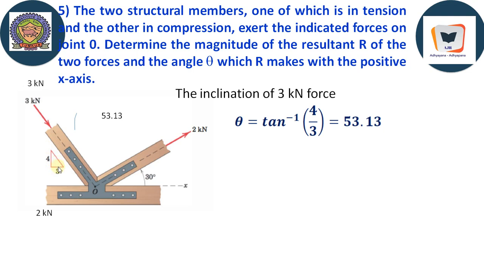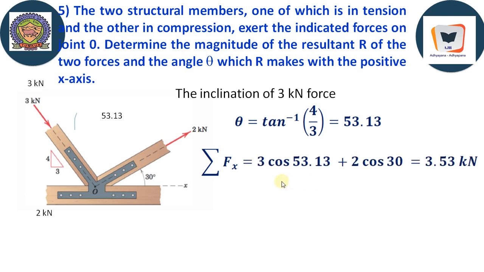If you take tan theta over here, tan theta equals opposite by adjacent. Opposite by adjacent is 4 by 3. Therefore, theta we are going to get to be 53.13 degrees. Therefore, sigma Fx, the algebraic sum of all the horizontal forces, is 3 cos 53.13, because it is going in a rightward direction, and 2 cos 30. The horizontal component of the 2 kilonewton force will also be acting rightwards, therefore that is also positive, and if you add up we get 3.53 kilonewton, the algebraic sum of all the horizontal components of the two inclined forces.